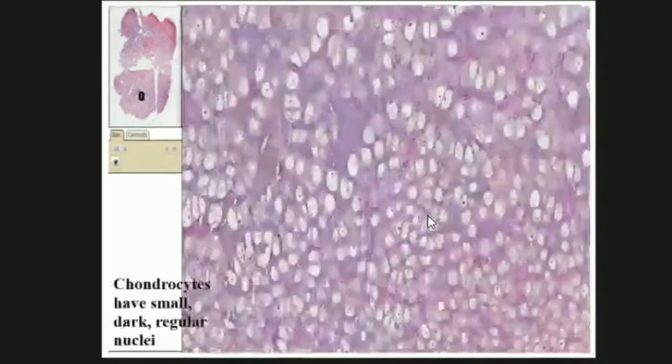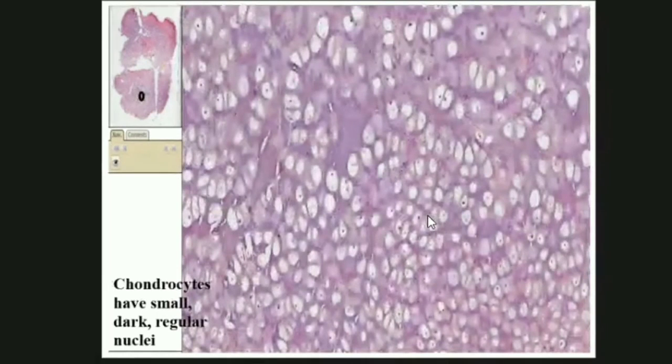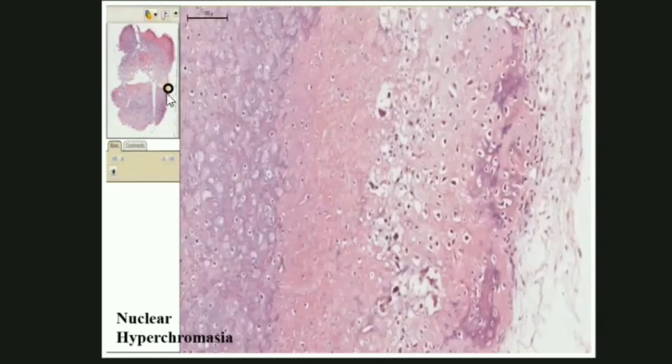As you can see, in the high power of these chondrocytes, they have small, dark, regular nuclei. So even though lace-like chicken wire calcification is present here, the chondrocytes don't have nuclear grooves, which is seen in chondroblastoma. And also it is diffuse, unlike chondroblastoma. And we got one area, that is this part, where we can see that the nuclei are a little bit hyperchromatic.